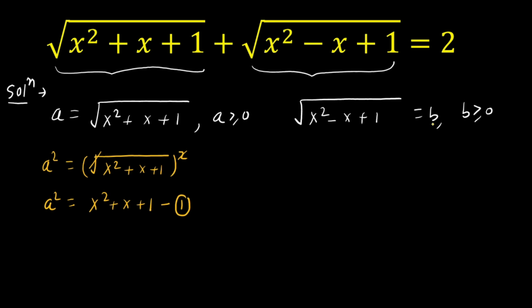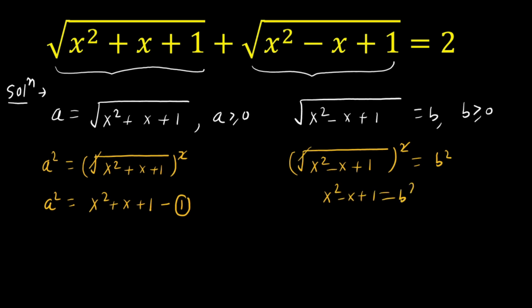Now if we square both sides, then on the left hand side square root of x square minus x plus 1 to the power 2 equals b square. Then this square root is cancelled out by this square, and we get x square minus x plus 1 equals b square. Here, a square equals x square plus x plus 1, and b square equals x square minus x plus 1.